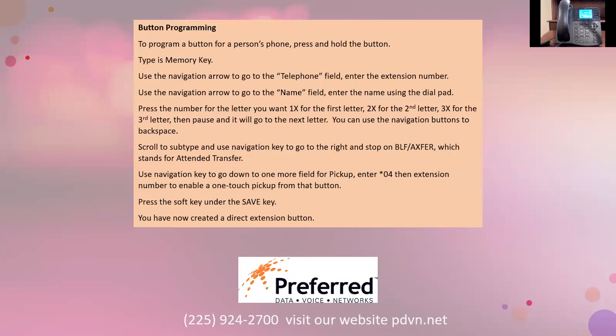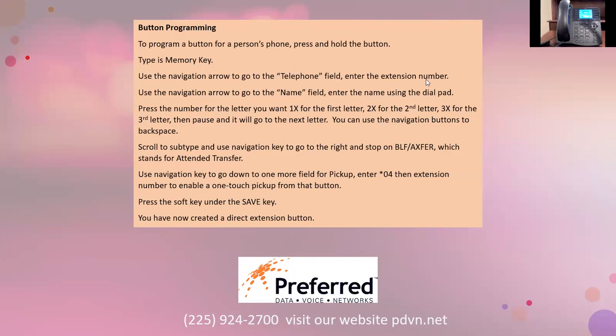One of the great things about the ESI eSIP server is that the users can do their own button programming. So I've put on the screen a little description of how to do the button programming. You're going to press and hold the button, and then you can fill in the information. So the type is memory key.